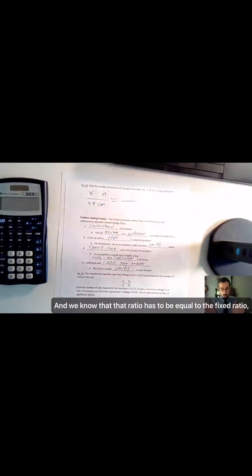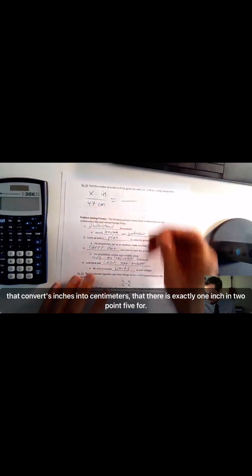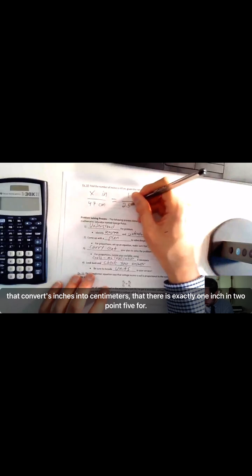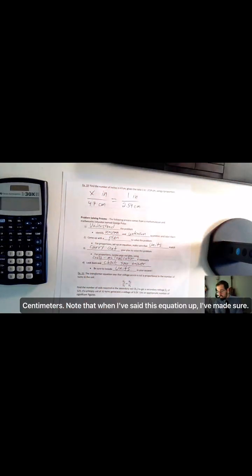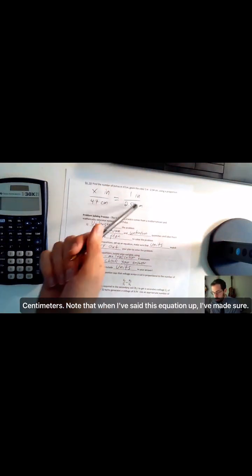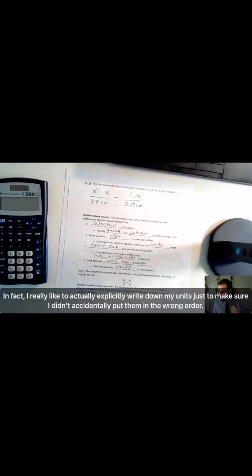And we know that that ratio has to be equal to the fixed ratio that converts inches into centimeters, that there is exactly 1 inch in 2.54 centimeters. Note that when I've set this equation up, I've made sure to ensure that the units are in the right spot. In fact, I really like to explicitly write down my units just to make sure I didn't accidentally put them in the wrong order.